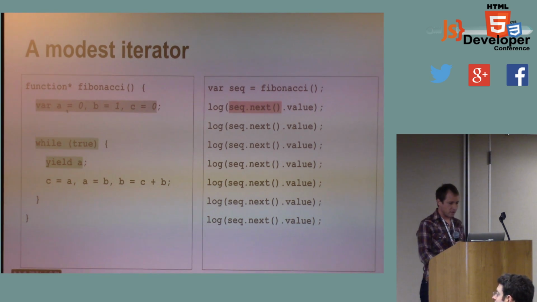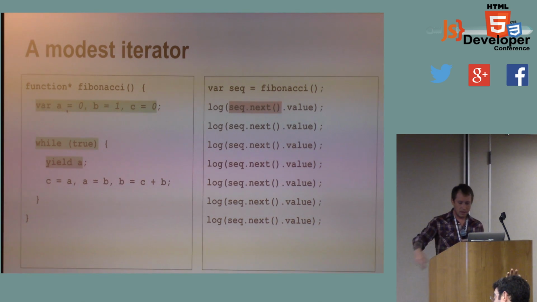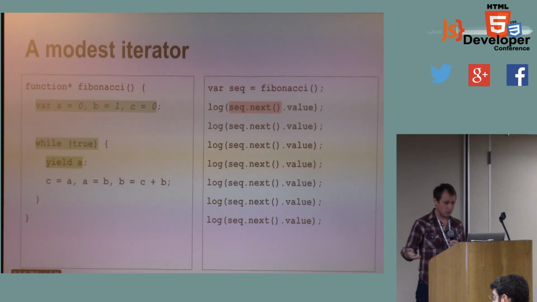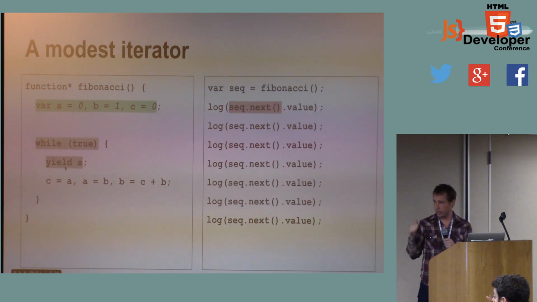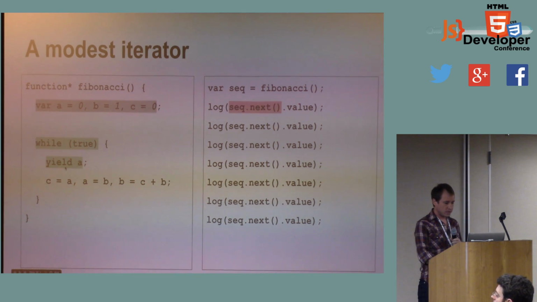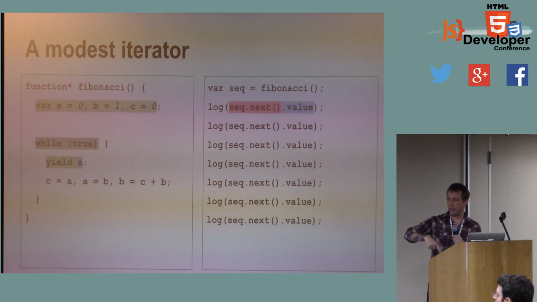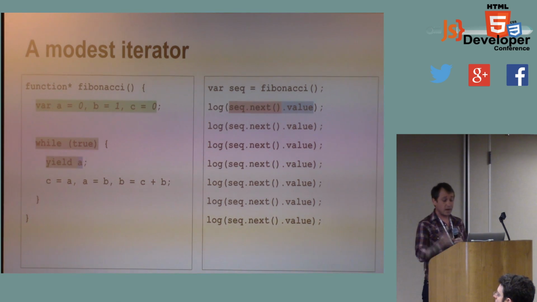So I'm going to do some variable declaration. I'm going to declare A, B, and C, and do some assignment. And then I'm going to hit this while, and evaluate the expression on the right side of while, which is true, because I typed the word true in there. And then I'm going to hit my first yield operator. What that's going to do is yield the result of evaluating the expression on the right side of the yield operator back to the caller of the generator function. The other thing it's going to do is suspend the generator function.